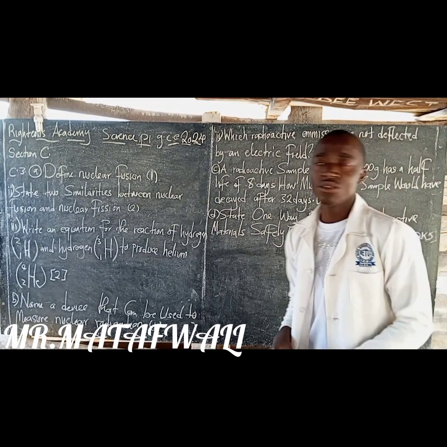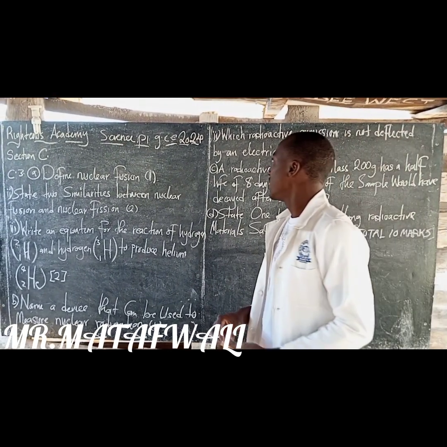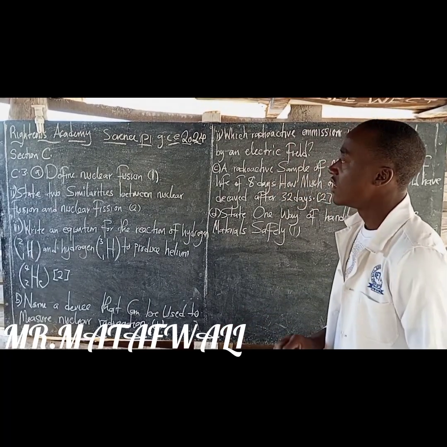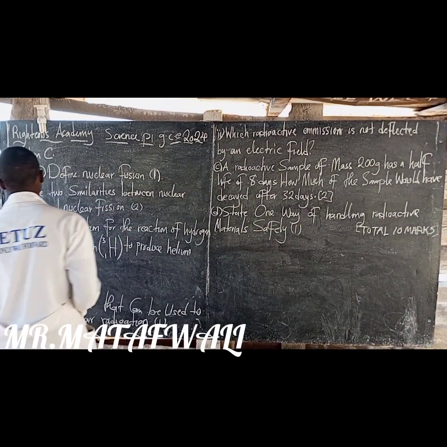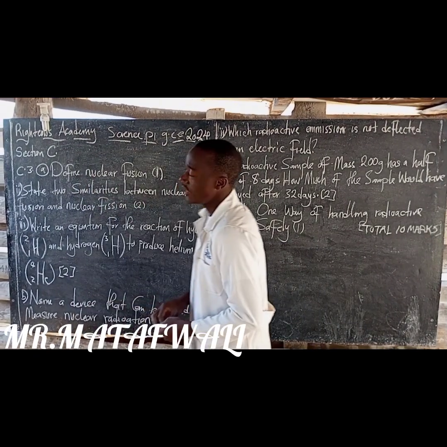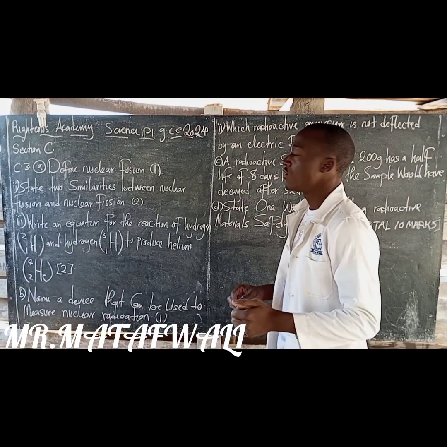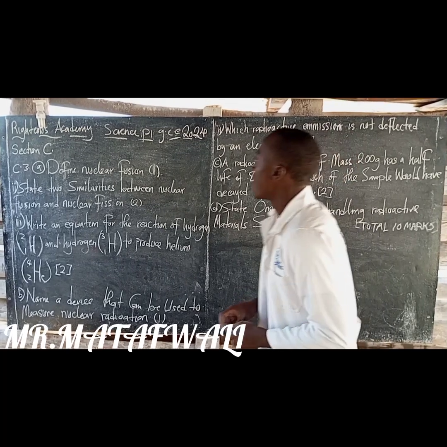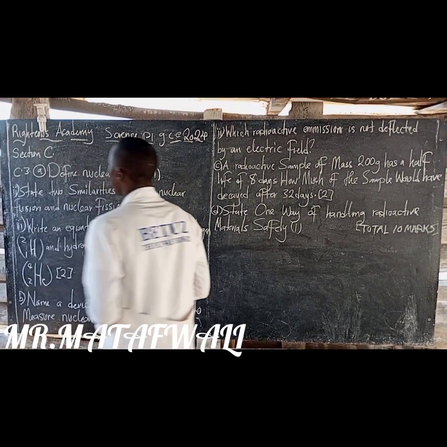As for today, we are going to concentrate on science paper 1, which was GC 2024, section C. So we are going to solve question C3. Question C3 was on radioactivity, and I've already taught the full topic. You can look for the video. So question A will say define nuclear fusion.